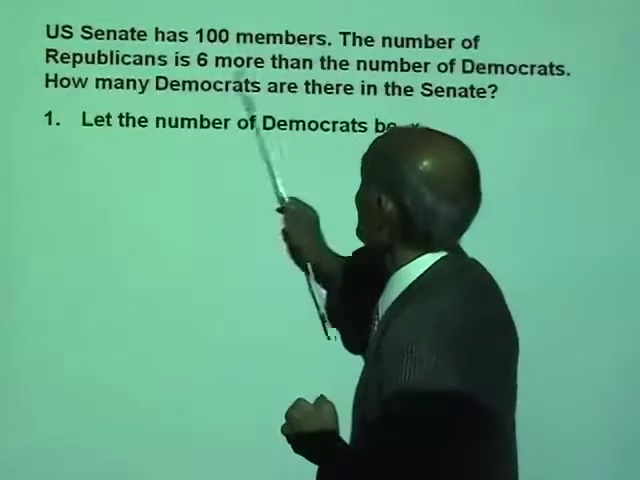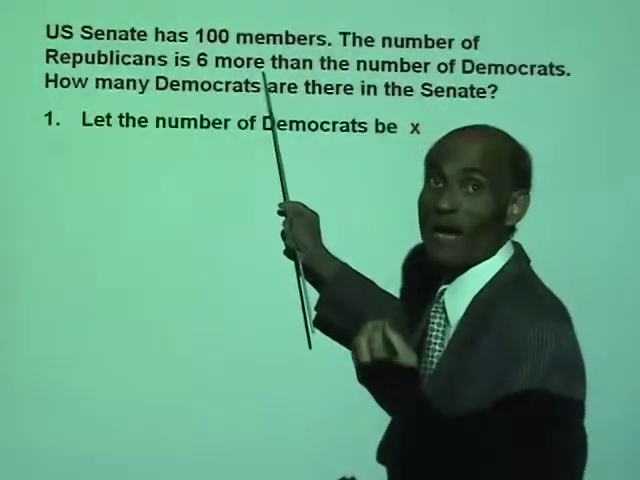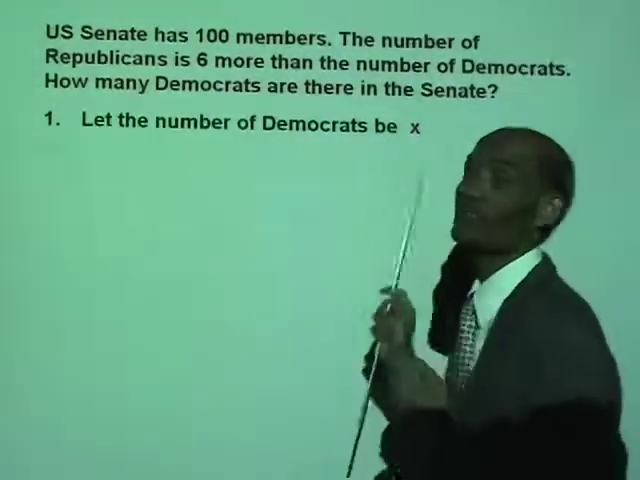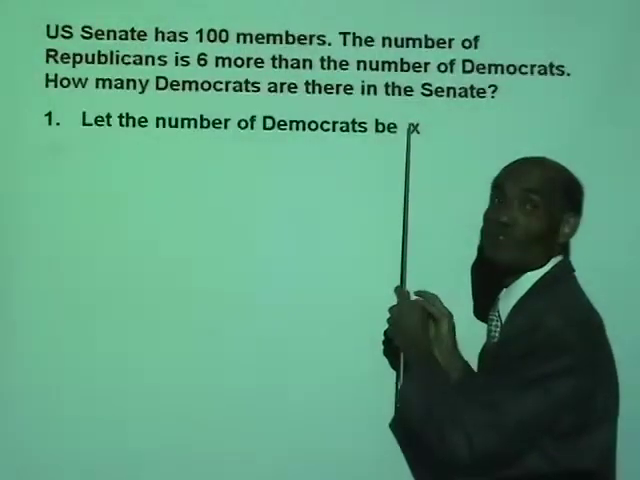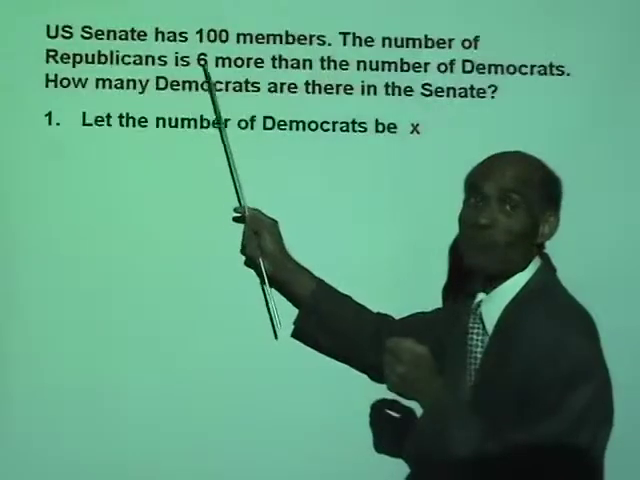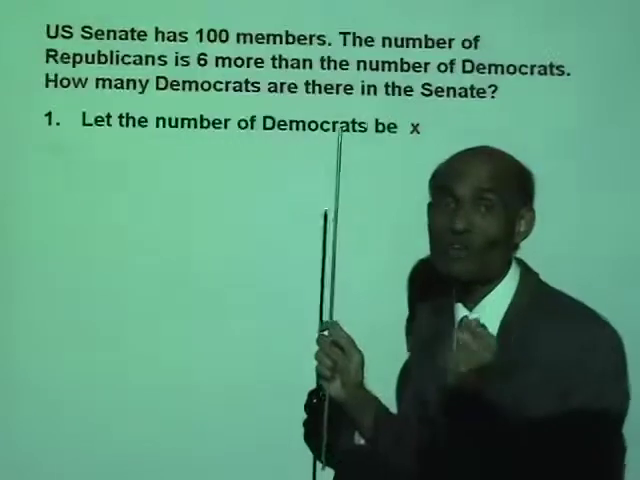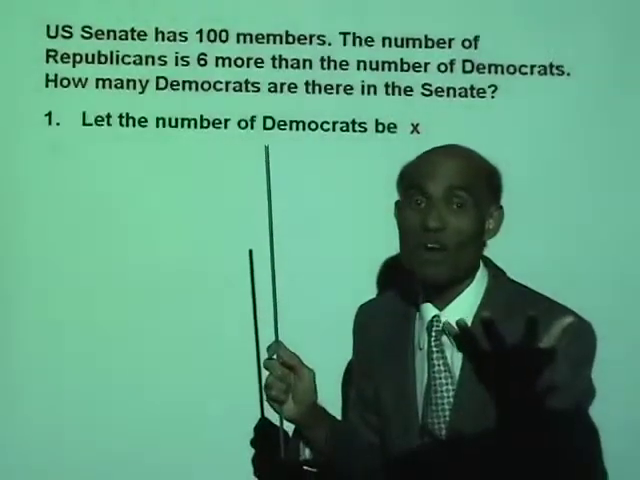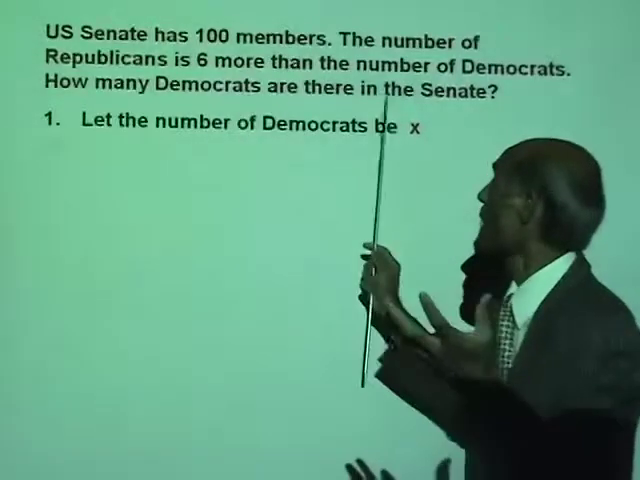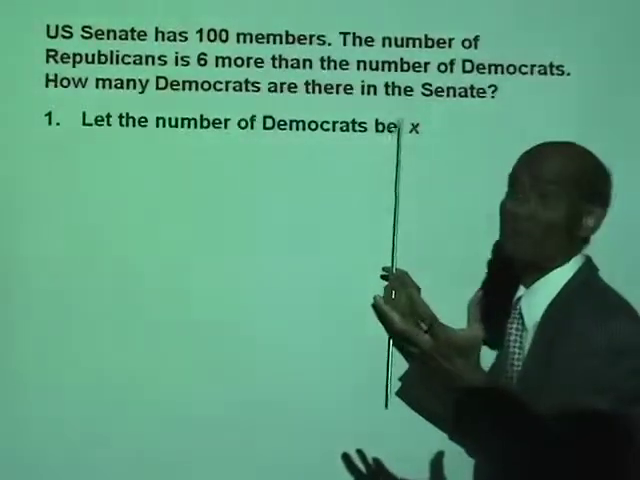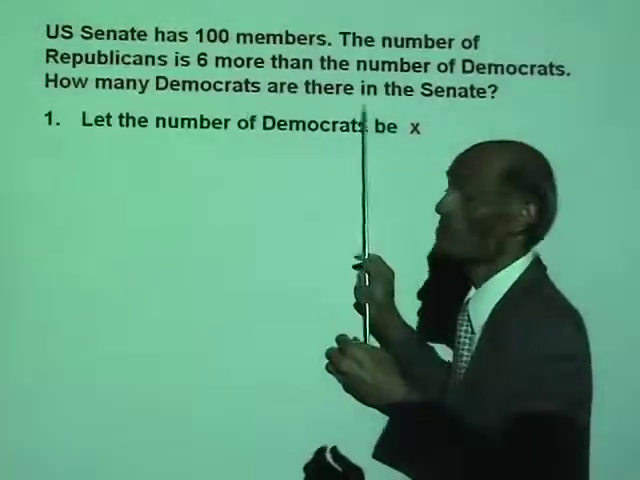Now look at this. The number of Republicans is 6 more than the number of Democrats. Now, the number of Democrats is x. Therefore, tell me how many Republicans are there? The number of Republicans is 6 more than the number of Democrats. Number of Democrats is x. 6 more than x is 6 plus x.